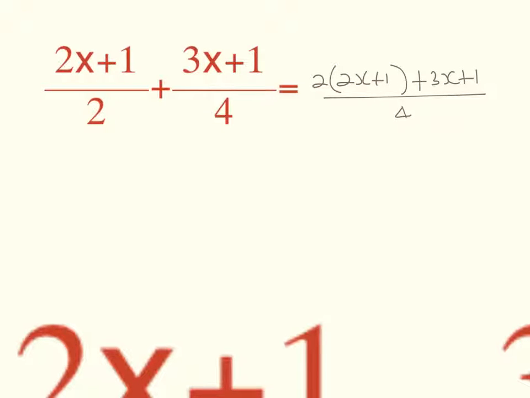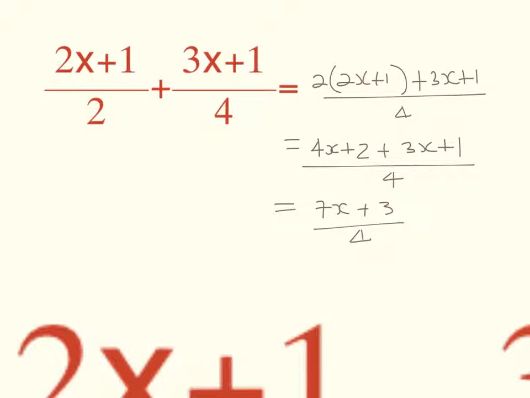Okay, and now it's just a simple matter of simplifying, where we're going to have 4x plus 2. I've got that by expanding this bracket. 2 times 2x is 4x. 2 times 1 is 2. Okay, plus 3x plus 1, and everything is over 4. Simple job now of combining the things that are the same. So 4x and 3x is going to give us 7x plus 2 plus 1 is going to give us 3 all over 4, and this is now done.